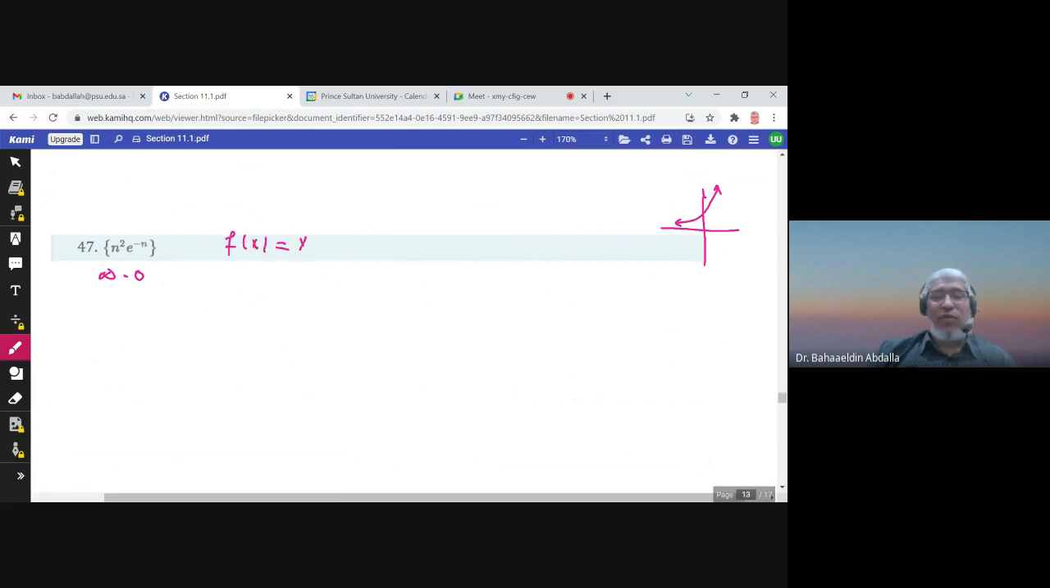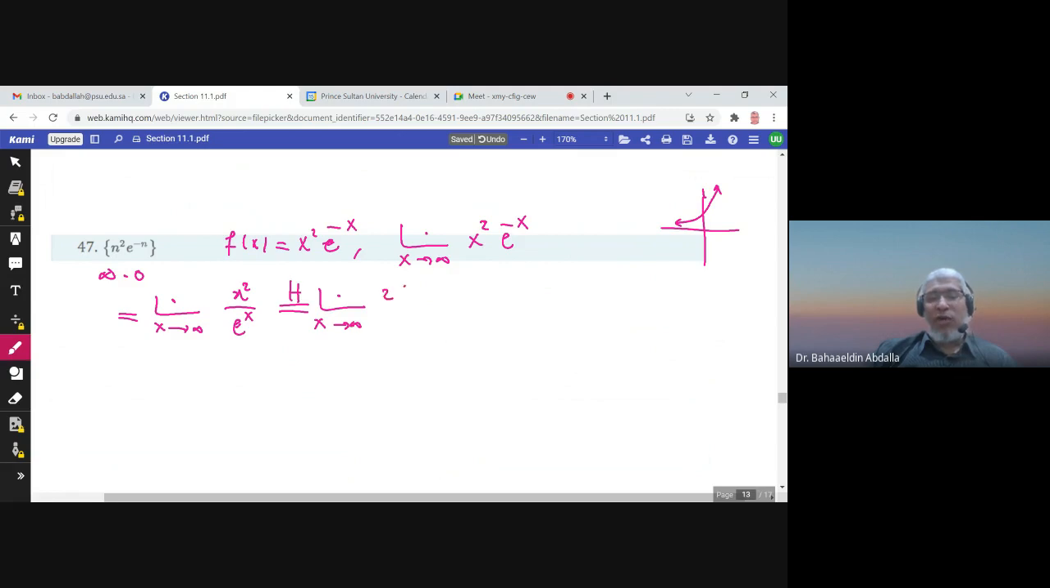So f of x would be x squared e to the power negative x. And now let me find the limit when x approaches infinity of x squared times e to the power negative x. But this would be infinity times 0. But if you write it as limit when x approaches infinity of x squared over e to the power x, now if you replace x with infinity, you have infinity over infinity. So you can use L'Hopital's rule.